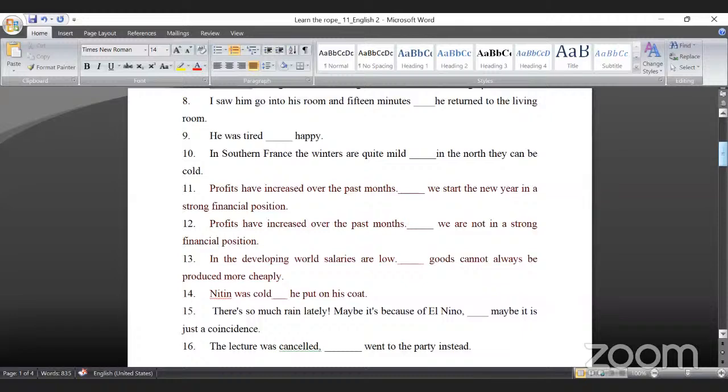So, but also therefore. Yes, therefore, consequently, as a result, all of this can be used there. And all of them need to be followed by a comma. That's right.